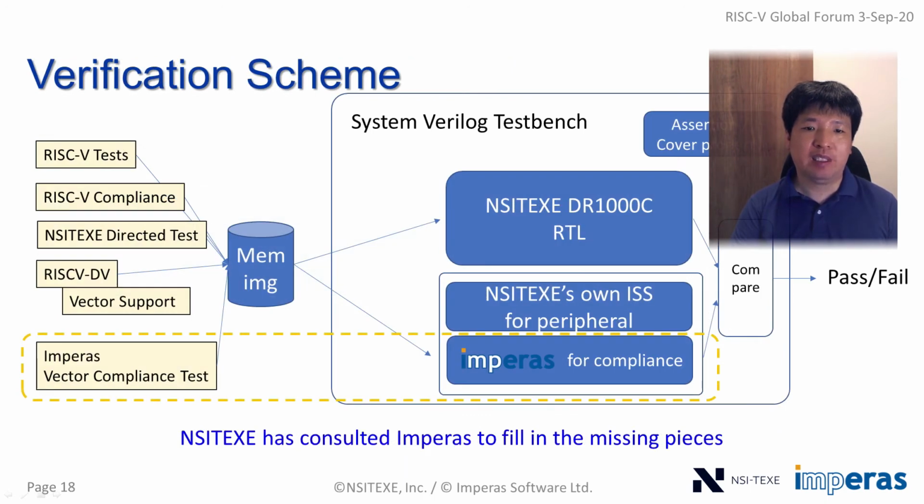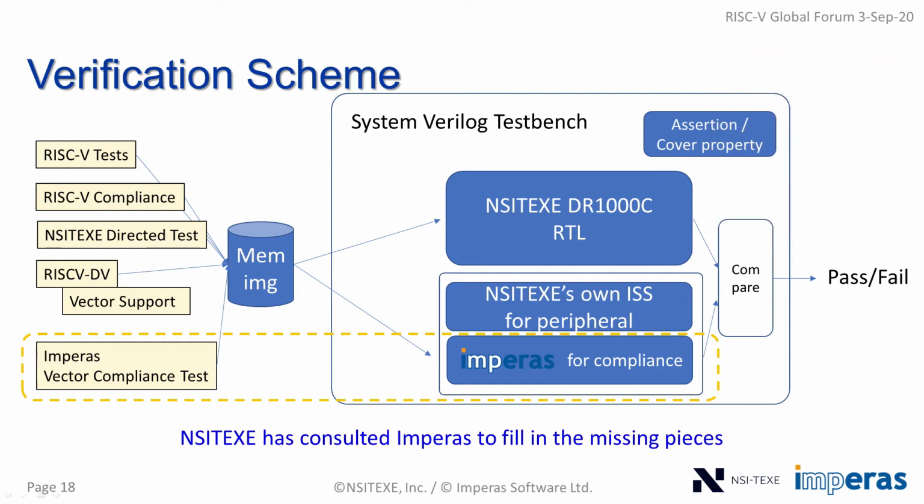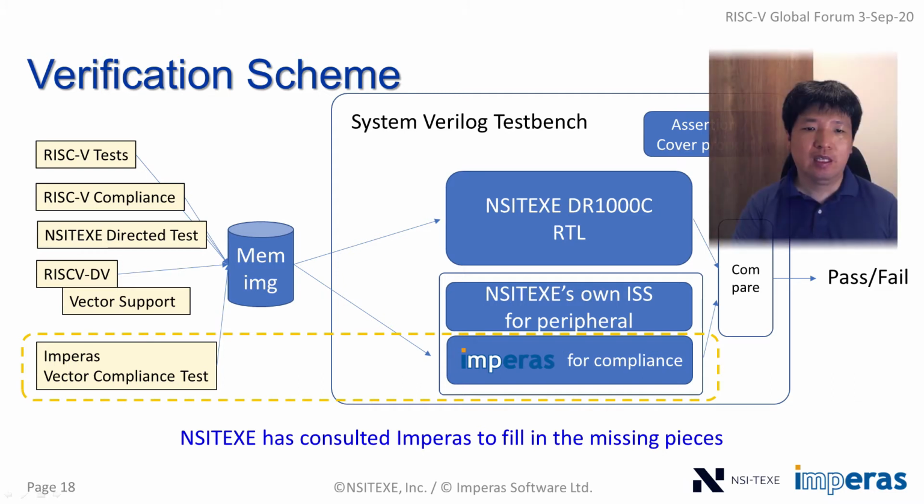Finally, I will explain the DR1000 verification scheme. Thanks to the RISC-V ecosystem, we easily developed our own design verification flow. We are using RISC-V tests, compliance, etc. And our own formal methods are also used. However, the piece of vector spec verification was still missing until we asked Imperas.